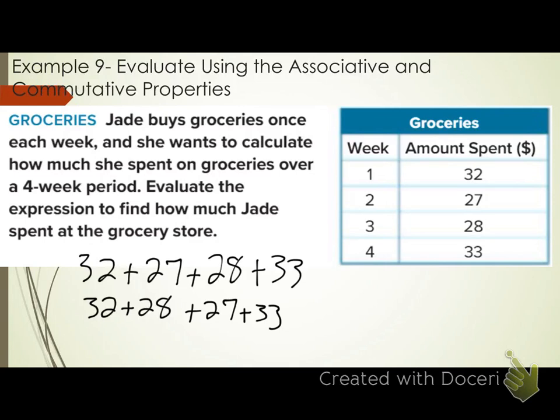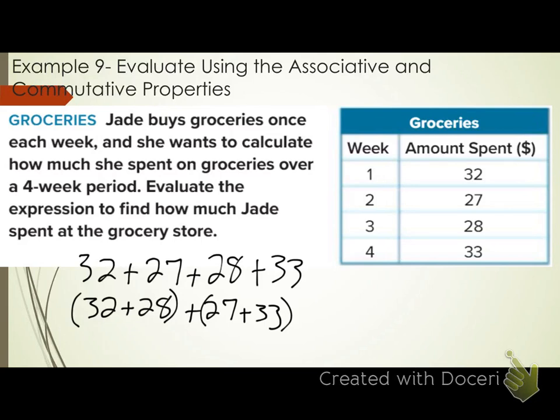Now, we said 32 and 28 we need to add together. So I'm going to use what property to group them? Associative. Yep. I'm going to use the associative property to group these two numbers together, because I know that I would like to have a number that ends in 0. And I'm going to group 27 and 33 together, or associate them together, because that will also give me a number that ends in 0. I'm going to go with those 2 steps that I've done so far.